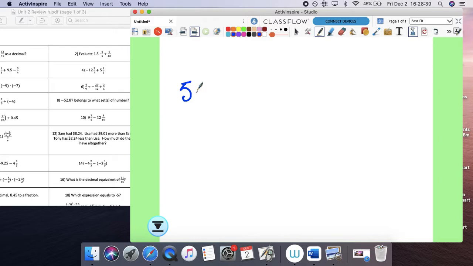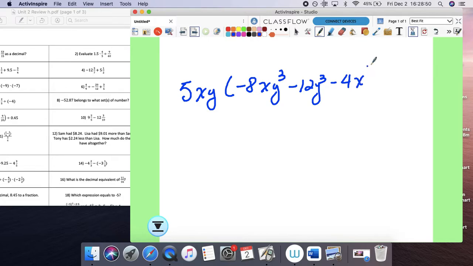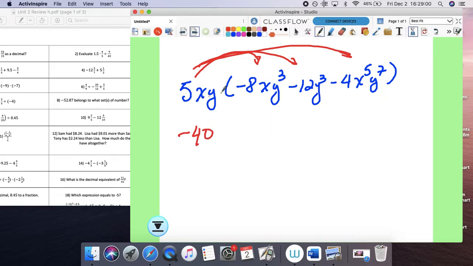Distribute and simplify. So remember, an expression is completely simplified when there's no more distributive property and no more like terms to put together. And hopefully there will be none here. Multiply these two, and then these two, and then those two. 5 times negative 8 is negative 40. x times x is x squared. y times y cubed is y to the 4th.